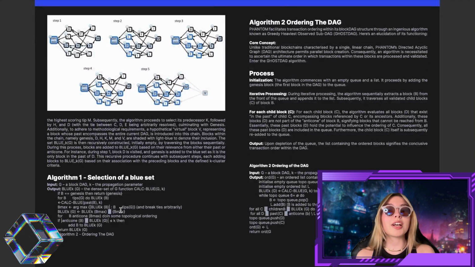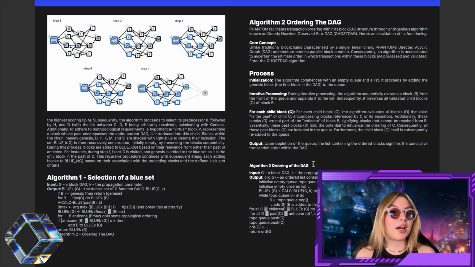Then you've got the selecting of a blue set, algorithm 2, ordering the DAG, the core concept of it, the process, initialization, iterative processing for each child block as well. And over here, once again, you have a visual, picturesque way of describing what goes on over there as well.